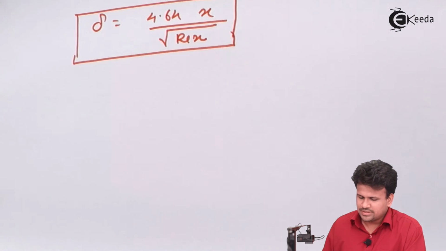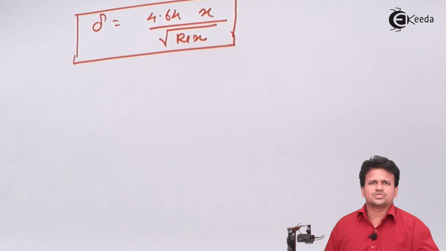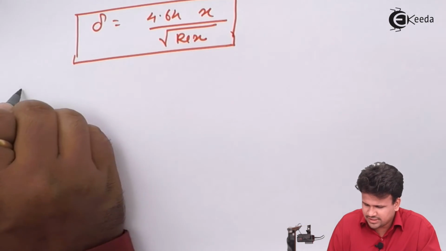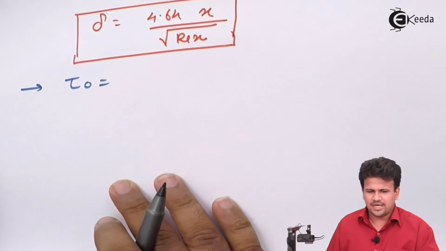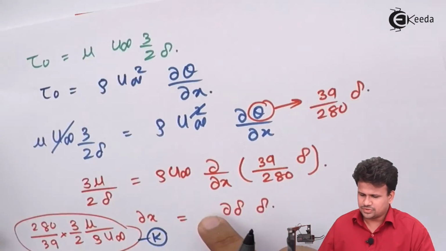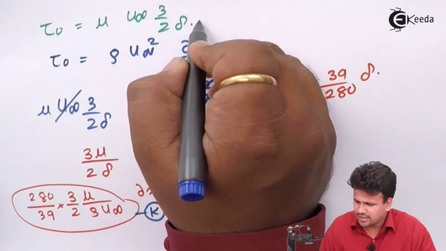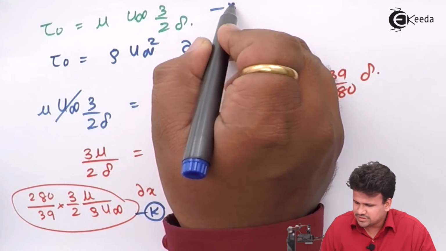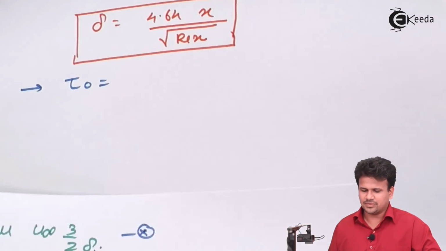So we have got this term. Now what we have to calculate is the shear stress. Shear stress we already know, which we have seen in the previous section: tau is equal to mu into u infinity into 3 by 2 times delta. So we'll use this equation and substitute the value of delta which we have calculated.